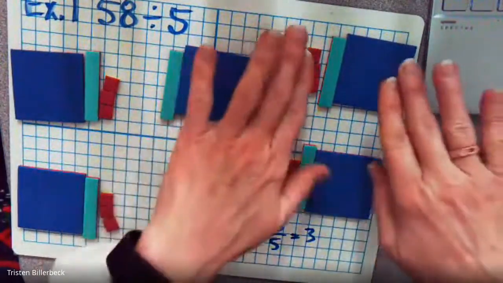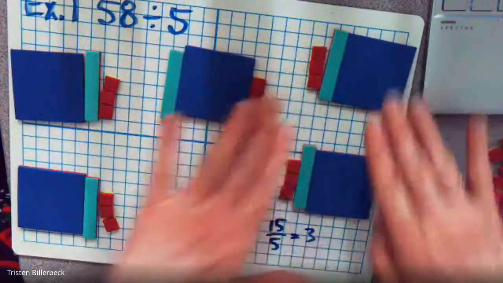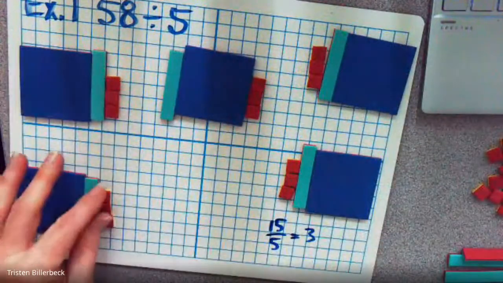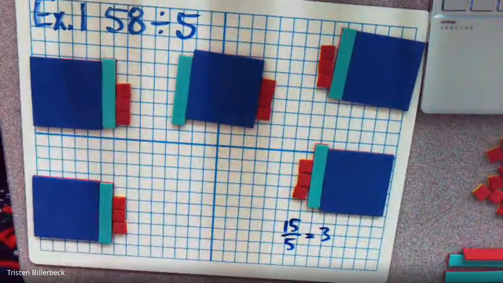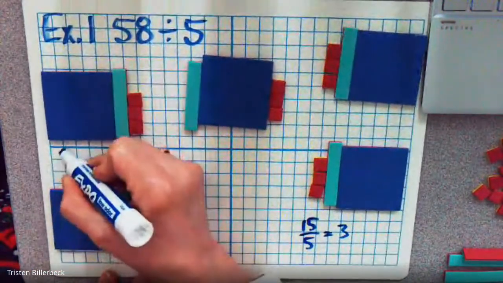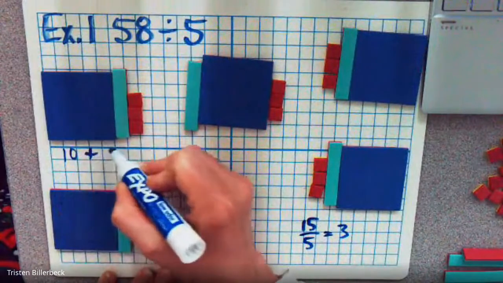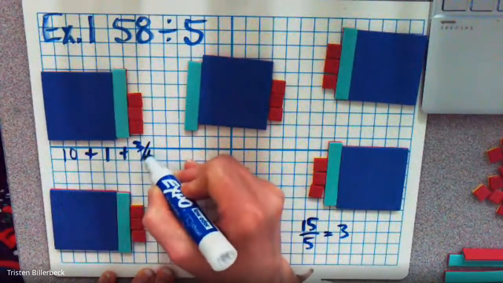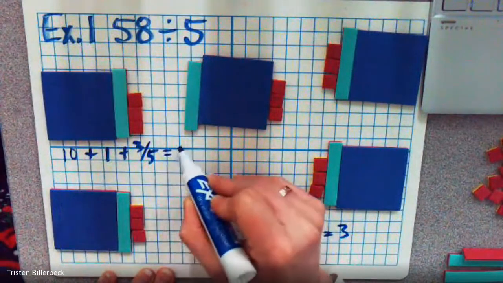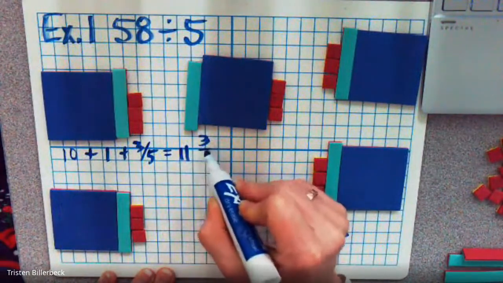So look at that. All 5 of my groups are the same now. So each group is 10 plus 1. So let's write that down. Each group is 10 plus my 1 plus 3 fifths, which is 11 3/5.